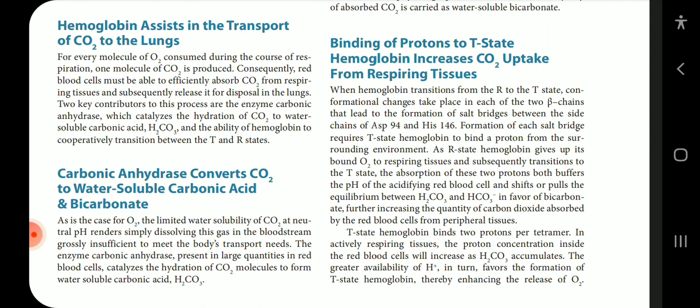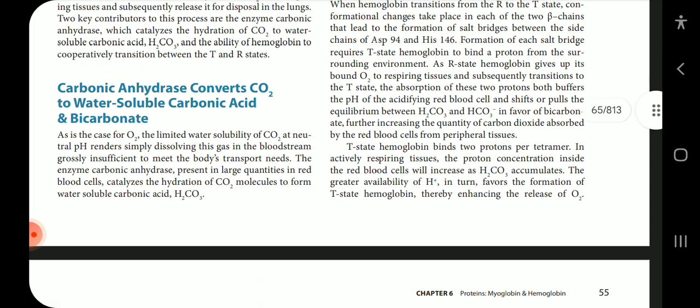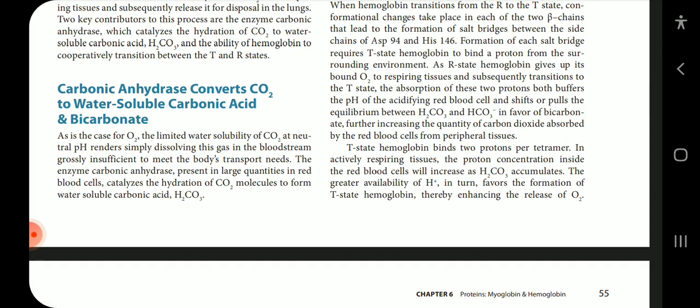As R-state hemoglobin gives up its bound O2 to respiring tissues and subsequently transitions to the T state, the absorption of these two protons both buffers the pH of the acidifying red blood cell and shifts, or pulls, the equilibrium between H2CO3 and HCO3- in favor of bicarbonate, further increasing the quantity of carbon dioxide absorbed by the red blood cells from peripheral tissues. T-state hemoglobin binds 2 protons per tetramer.